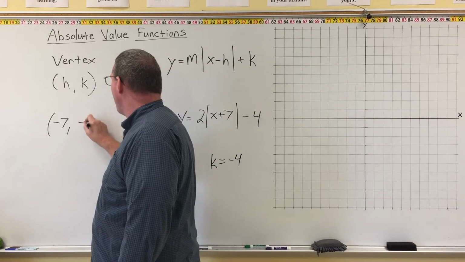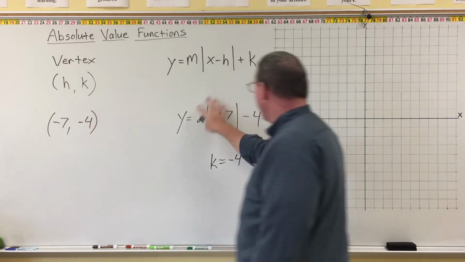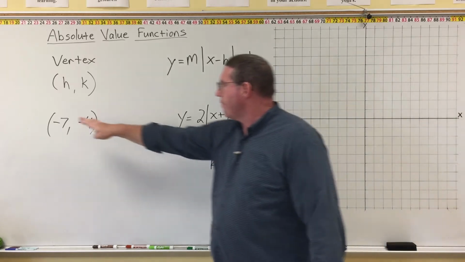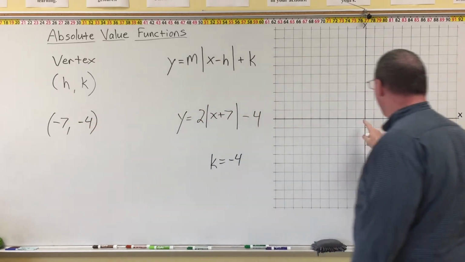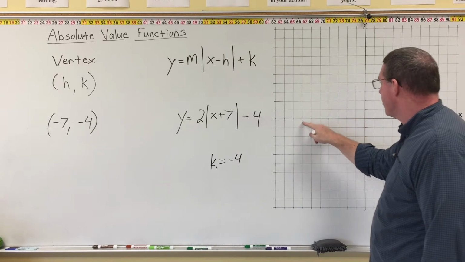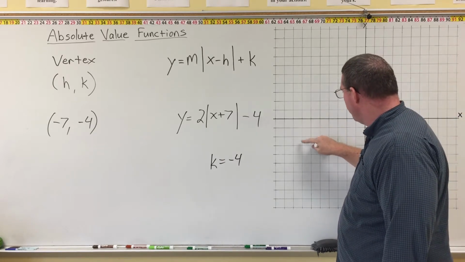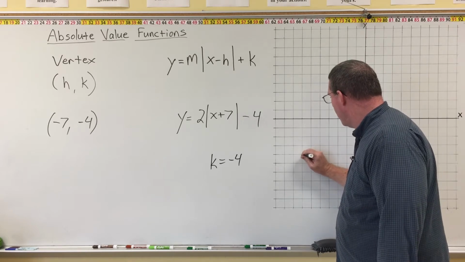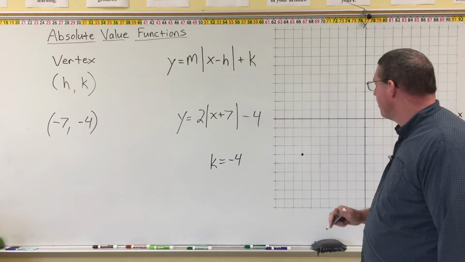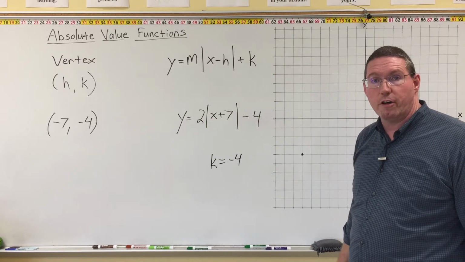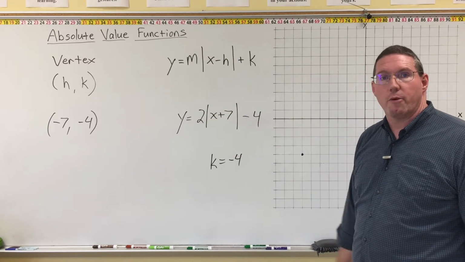So in this case, the coordinates of the vertex of this absolute value function are at negative 7 and negative 4. So we could go over to a coordinate plane and we could go to negative 7, 1, 2, 3, 4, 5, 6, 7, down 4, 1, 2, 3, 4, negative 7 and negative 4, and this is now the coordinate of the vertex of this absolute value function. Okay? Let's try another one.